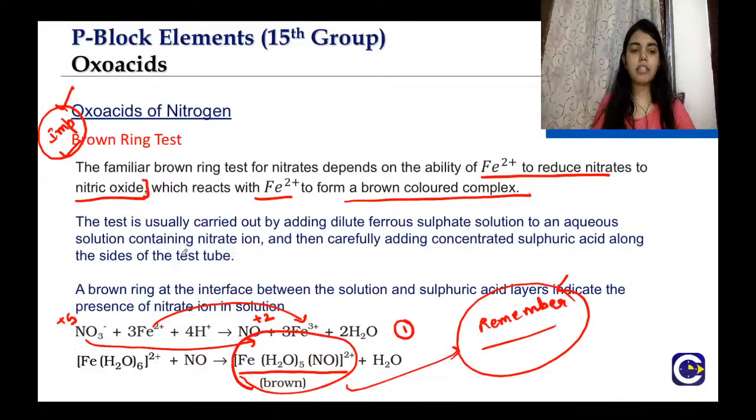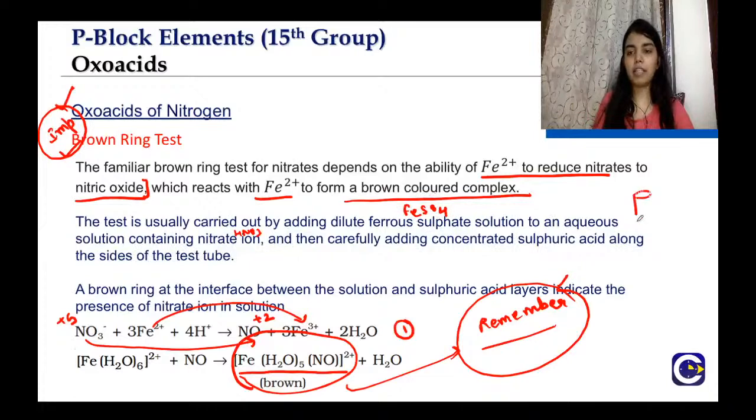Now, how is this test carried out? The test is usually carried out by adding dilute ferrous sulphate, that is FeSO4 solution, to an aqueous solution containing nitrate ion. Basically, you can take nitric acid also. And then carefully adding concentrated sulfuric acid along the sides of the test tube.